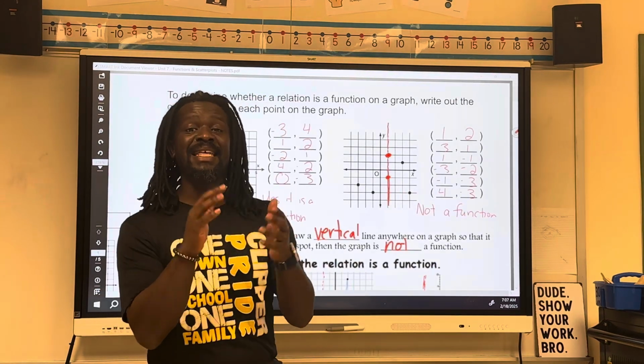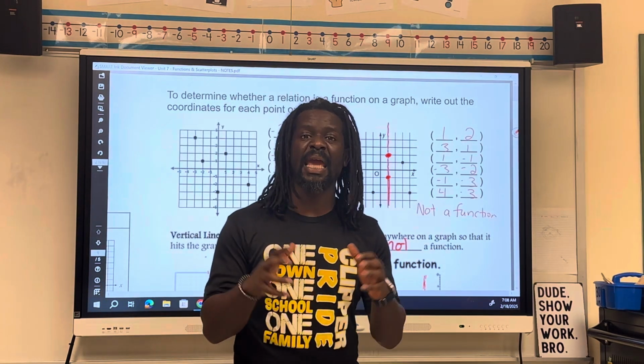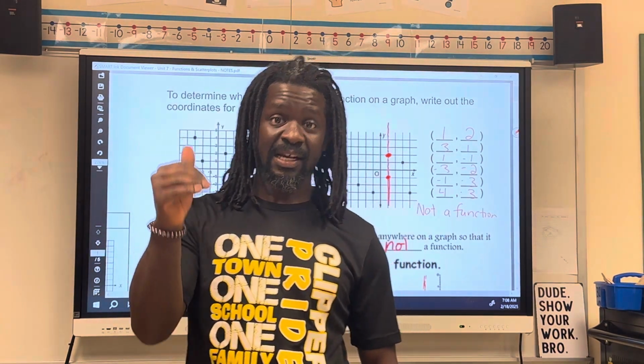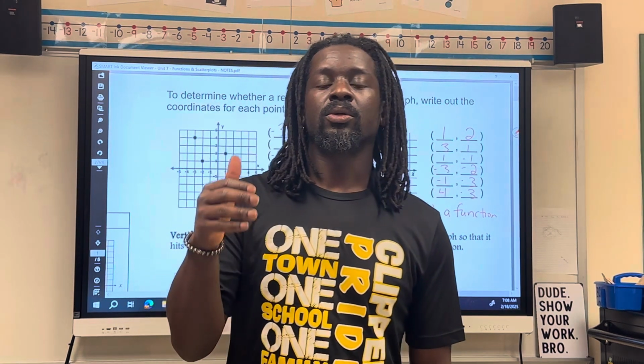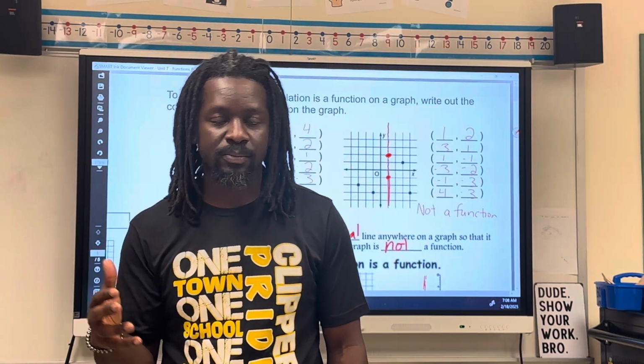And so, hey, in this lesson, we have learned how to determine whether or not a relation is a function by looking at the x values and seeing if they repeat or not, or using the vertical line test for a graph. I hope this helps.